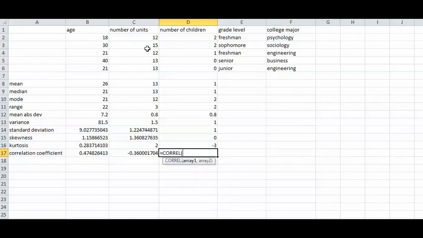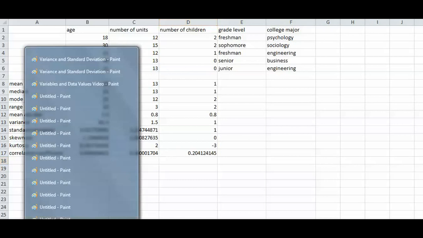We could do a correlation coefficient between number of units and number of children for this last pair of variables. And it comes out to 0.20. So it comes out to a positive number, so there's a positive correlation between age and number of children in this data set.